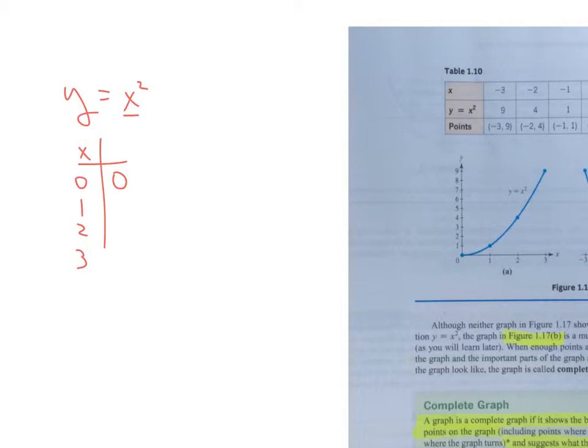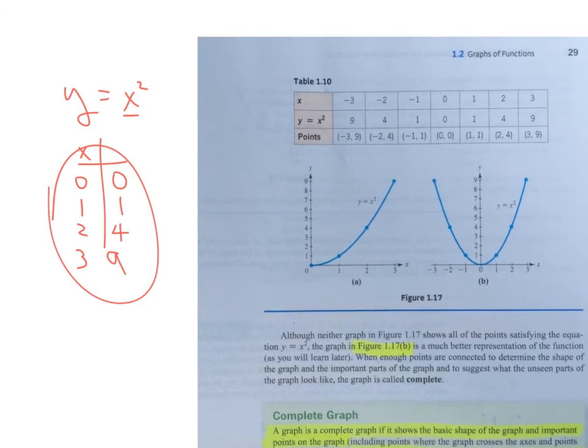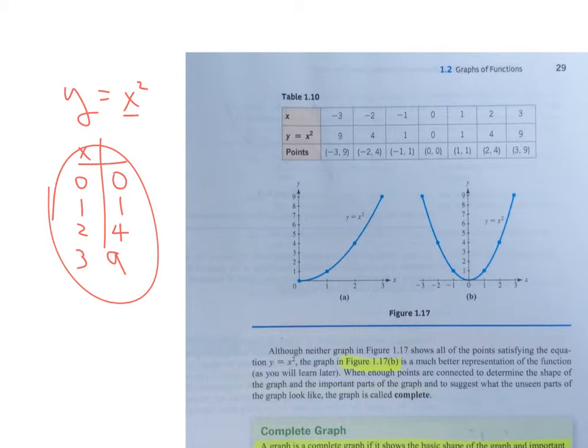0 times 0, 0. 1 squared is 1. 2 squared is 4. 3 squared is 9. So there are 4 plots you can put on your graph. And if you look at A here, that's exactly what we have. We have our points 0 and 1 and 2 and 3.